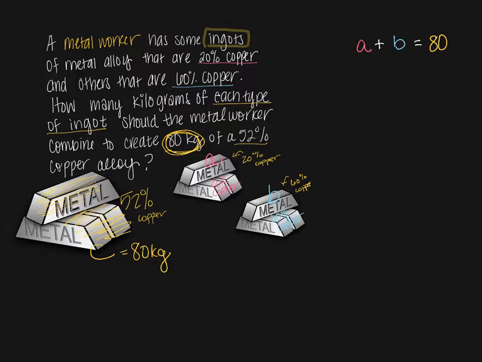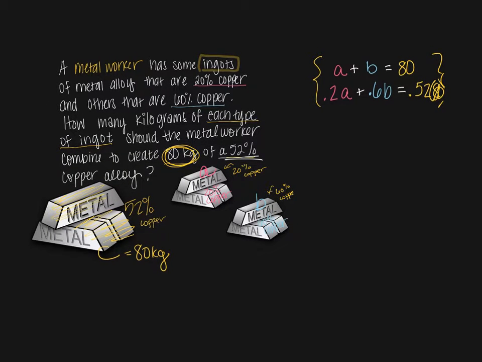Okay, now let's think about this in terms of the percentages. So A is 20% or 0.2 copper, and I want to add to it some amount of my 0.6 copper, and that is going to give me a 52% copper. Okay, knowing this now, and my C is 80, so it's 52% of 80. So now looking at this system, is this going to be an easy one to graph? Not really. I'd end up having to solve them both for a variable.